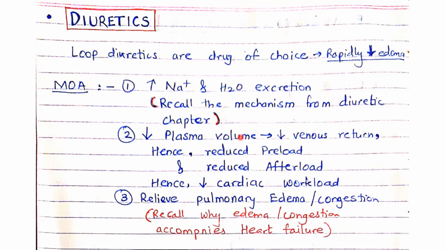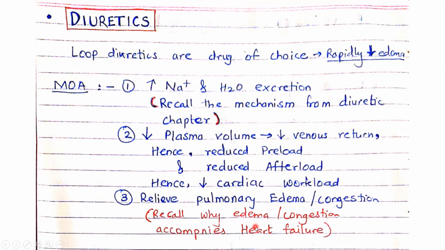So blood volume has decreased. The volume, the amount of blood which the heart has to pump, has decreased. So it will ultimately lead to reduction of preload and reduction of afterload, and ultimately cardiac workload is decreased. Your heart may be able to pump efficiently now because of the diuretics. And this will also relieve pulmonary edema.